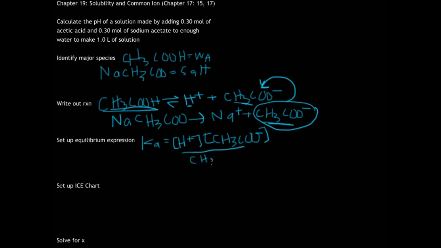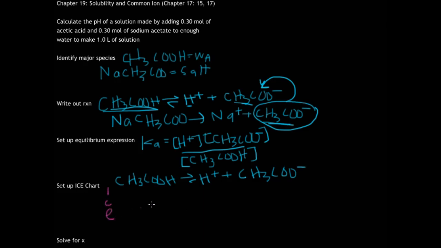And then I'm going to go ahead and set up my ICE chart, CH3COOH. Something interesting is that we have two substances present. So we have the weak acid, which is 0.3 molar, 0.3 moles divided by 1 liter. We used to do this, right? 0 and 0, we assume it's negligible initially, and then we let x equal something and solve for x.